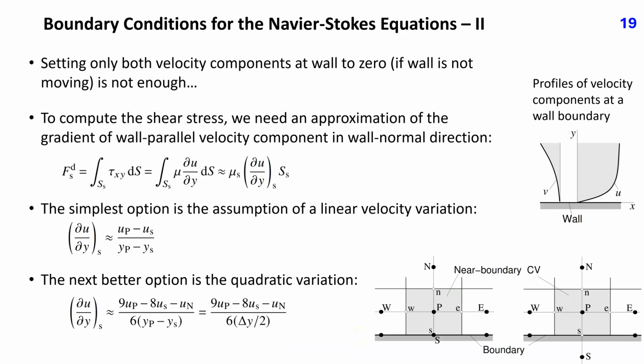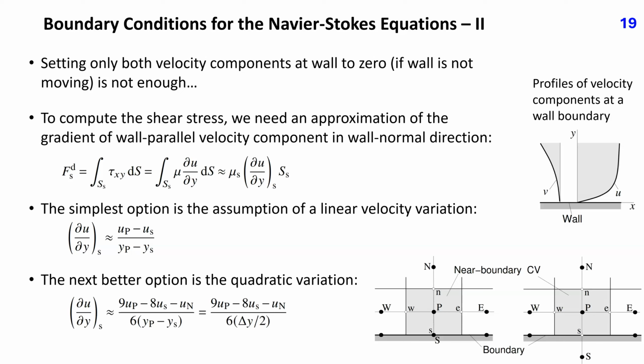Setting only both velocity components at wall to 0, if wall is not moving, is not enough, because the discretized derivative of wall normal velocity component in the direction normal to wall may not come out as 0. Because we know that the normal viscous stress at the wall must be 0, we can specify that directly and do not have to evaluate the discretized approximation for it.